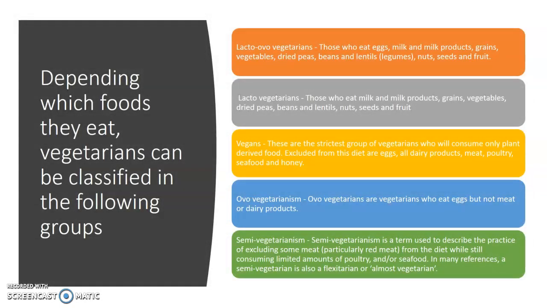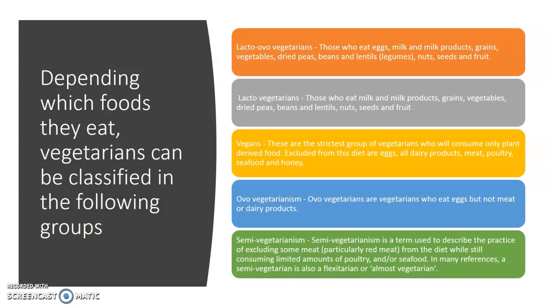So we'll start looking at vegetarians to begin with. Obviously these make up a very large proportion of the special dietary customer groups. And there are many different types of vegetarians, including vegans in this area. So they're all classified depending on what they do and do not eat.